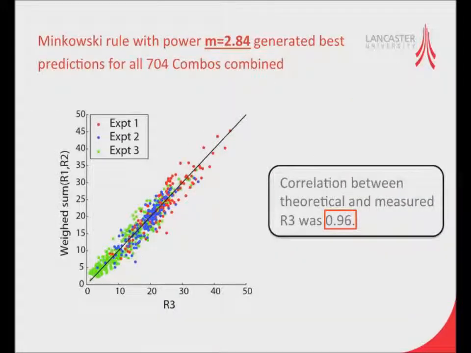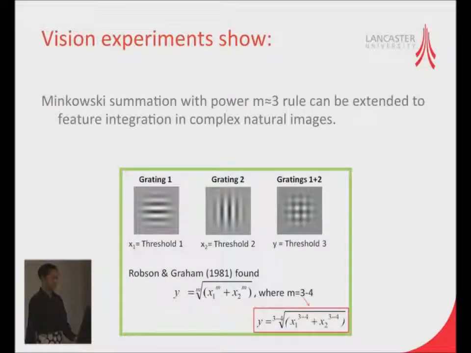Then what I did was I just combined all the combination sets from all 3 experiments. And when you do that, the best power is, again, close to 3. It's 2.84. And here we have 704 combination sets. And when you look at the correlation value between predicted and actual, it's 0.96. So, the vision experiments seem to show that a Minkowski summation with power close to 3 can be extended to feature integration using complex natural images, but not just small changes, but with large changes.